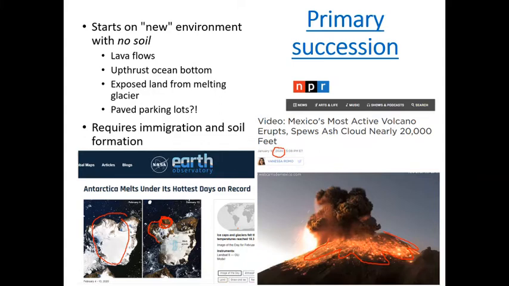inhabitable by other organisms. I threw in here paved parking lots because it works the same way. There's no soil, of course, in paved parking lots, but as always, life finds a way. If you see a restaurant close down, within just a couple years, you'll see the parking lot growing over unless that parking lot has been maintained. And so this requires soil formation, which is done by immigration of organisms from surrounding environments. And now I'm going to show you a clip on primary succession after a volcano.